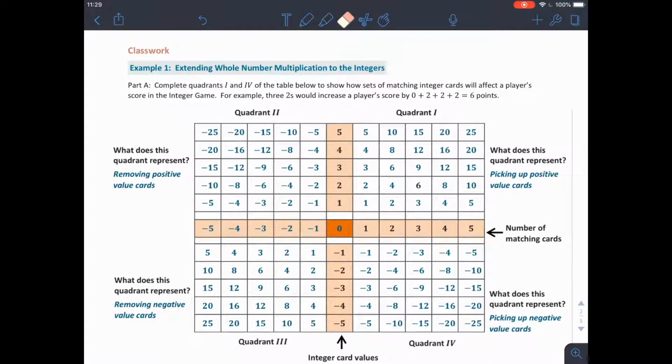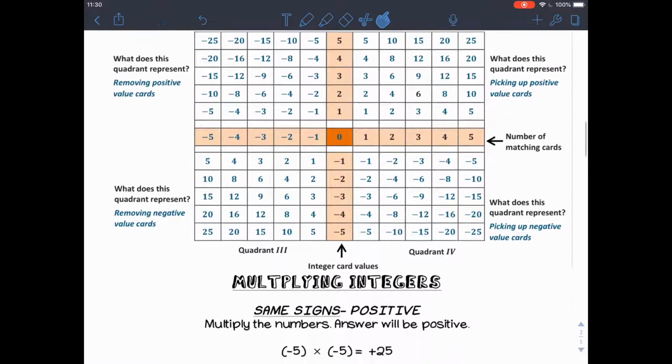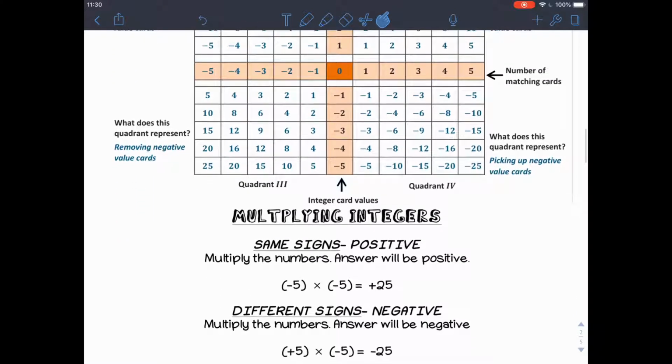So it turns out that quadrants 1 and 3 all have the same products, and their factors all had similar signs. When we had negative times negative, we got a positive, and positive times positive made a positive. So the rule that we can use to sum up what we found on this table is, when we are multiplying integers, if we have the same signs, our answer is going to be positive. And if we had different signs, our answer is going to be negative. The absolute values of our answers are the same we would get if we were just multiplying regular positive numbers.